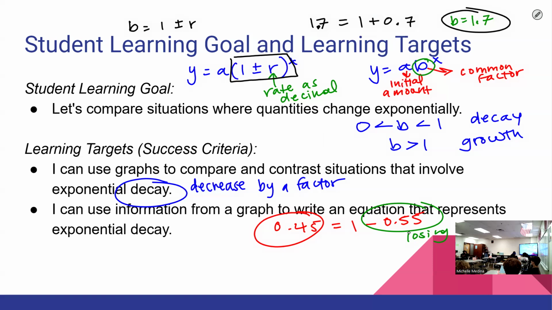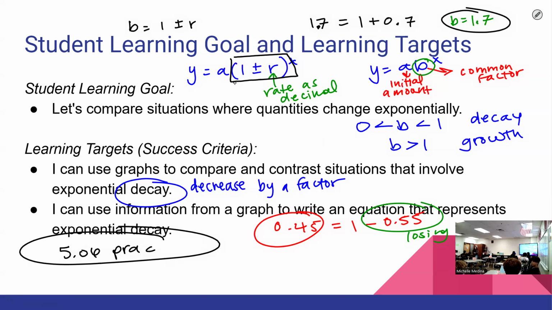The practice today is 5.06. I'll make sure it's enabled for everyone. But make sure that one's done today first. And then if you're missing others or low scoring on others, you can go back and practice. You could also look at your old quiz and correct it and things like that. There's lots of things you could do to improve your grade.